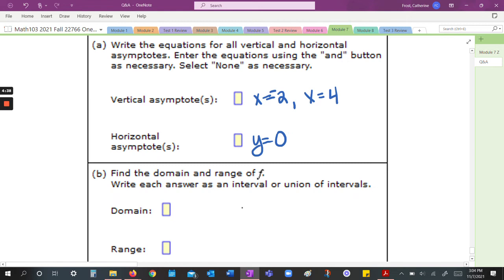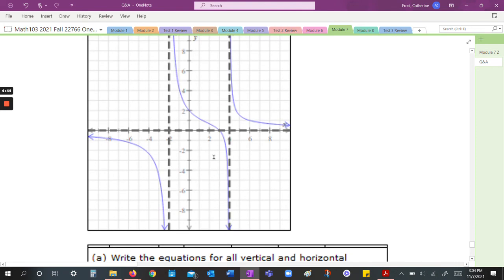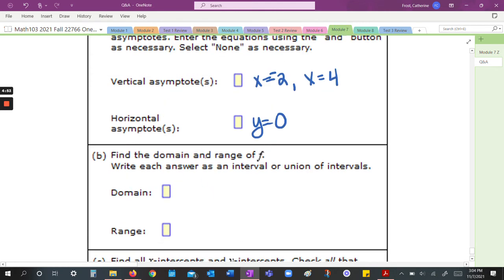And then they ask us about domain and range. I don't know why they mix it up, but we can go ahead and do that. Domain looks like it's everything except our vertical asymptotes, and that's always going to be the case with this topic. So leave out -2, leave out 4. We're going to have a bunch of intervals: negative infinity to -2, union -2 to 4, union 4 to infinity.